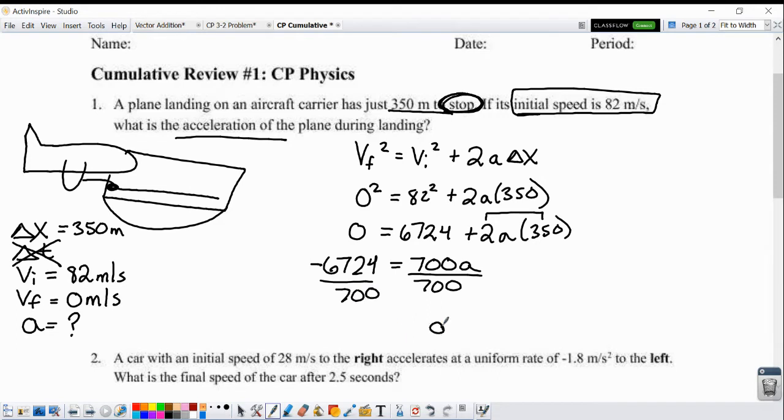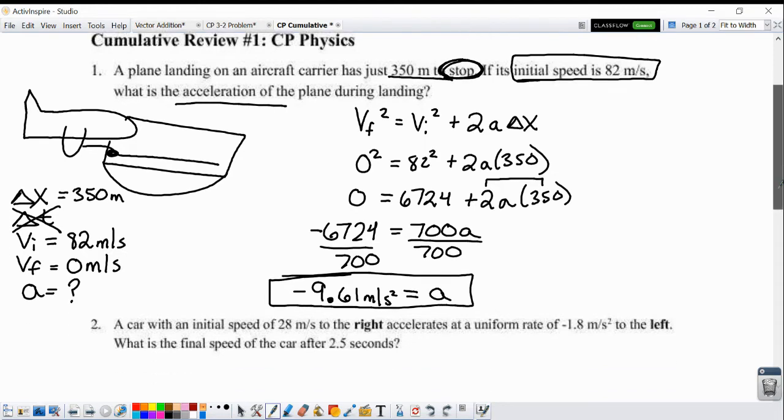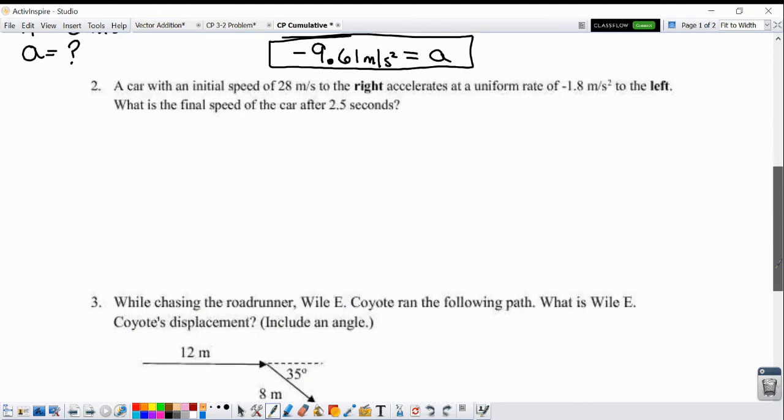And we get that the acceleration of the plane needs to be negative 9.61 meters per second squared. Okay? It's negative because we had a positive velocity, so it's moving to the right. So if I want to slow down, I need the acceleration to be in the opposite direction, which is the negative direction, to the left.